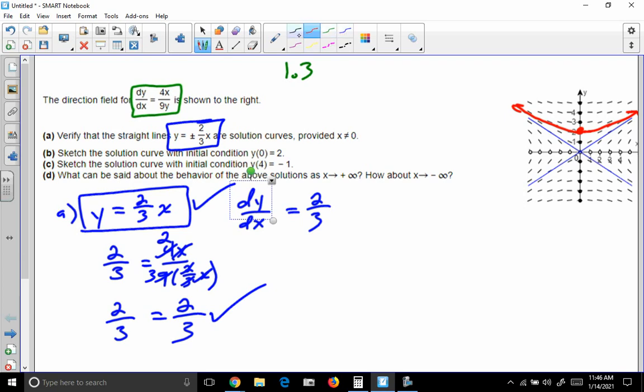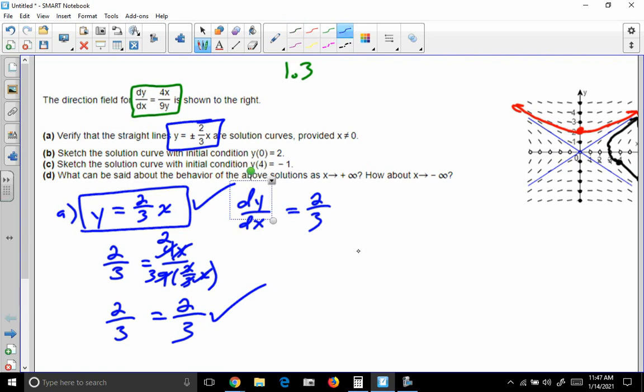So then part C says, all right, what if x is 4 and y is negative 1? So 4 and negative 1 would be here. So sketch that curve. So as we go farther to the right, we're going to do this. If we go to the left, we're getting steeper and steeper and steeper until we're vertical. And then as we go up, our slope becomes positive. So that's going to actually take us back this way. So there's the solution curve for part C.